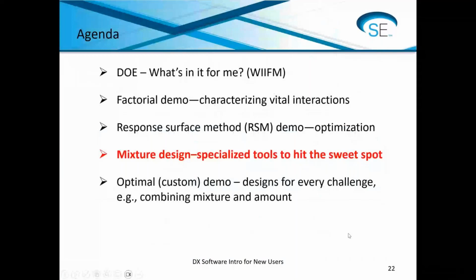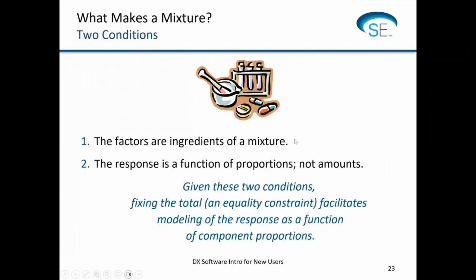Mixtures, specialized tools to hit the sweet spot. So here, in the mixture world, the factors are ingredients, okay? And the response is a function of proportions, not absolute amounts. So the idea is, if you think of one key ingredient, it would be the ratio between that and the other ingredients. So you might have 10 ingredients in the thing, but if I know the percentage of 9 of them, I can calculate by difference the 10th one, right? So it gets a little bit different.